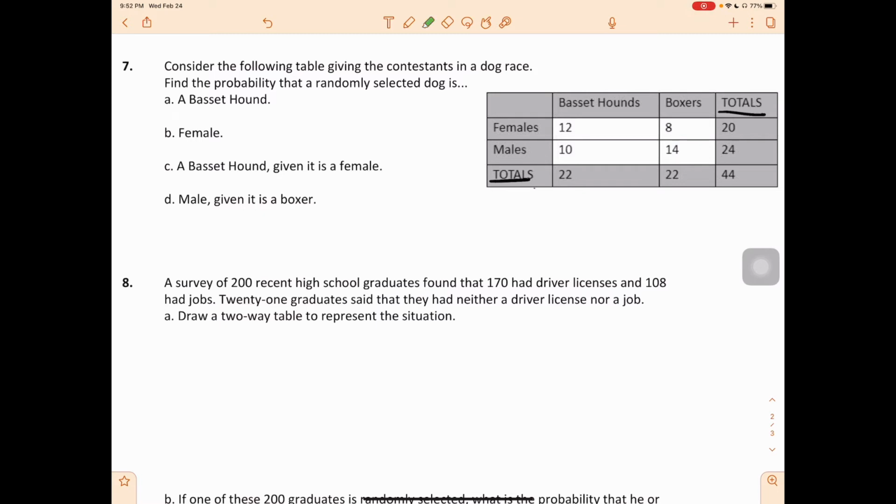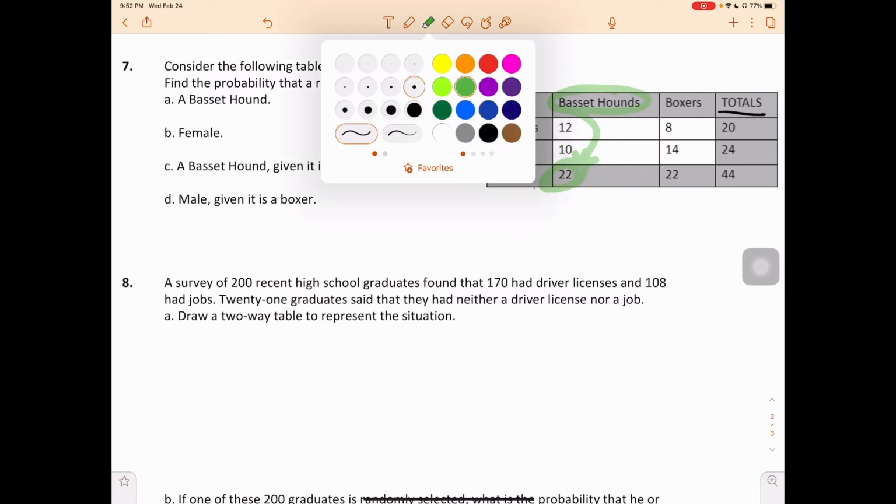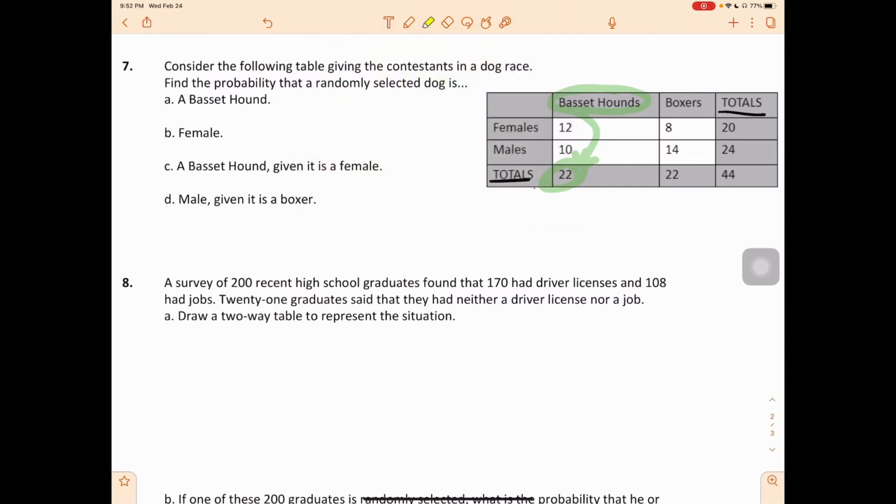Well, what you want to do is look at where the basset hounds are. And here we have 22 of the dogs are basset hounds. Well, how many total dogs are there? You want to look at the total of all totals. So it's going to be 44. So there are 44 total dogs. So it appears that 22 out of the 44 dogs are basset hounds. That comes out to 1/2, which is 50% of the dogs in this dog race are basset hounds. Okay.